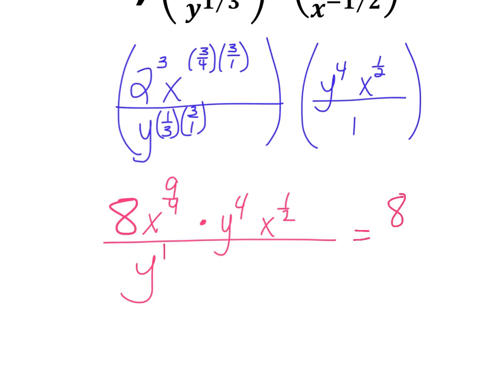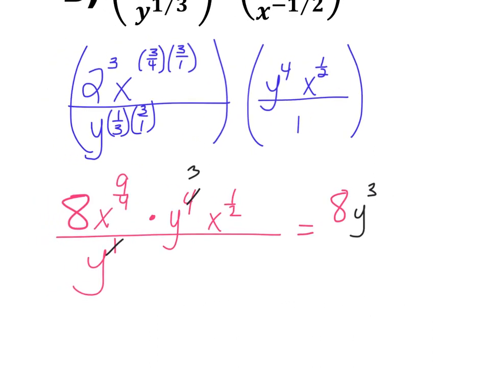Do I have the same base and I'm dividing them? Yes. So if I have the same base and I'm dividing, what do I do to exponents? Subtract. So this becomes 3. So I have y to the 3rd. And then look, I have x to the 9/4 times x to the 1/2. Well, it's the same base. So what am I doing to the exponents? I'm going to add them.